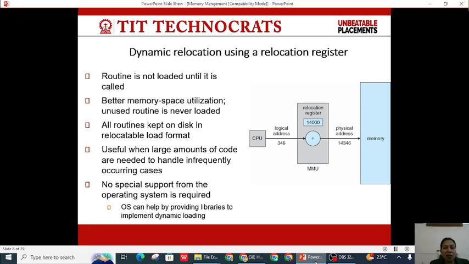Dynamic relocation using relocation register. So we relocate according to the base register and limit register, and then we can relocate dynamically the process into the memory, and that can be done through the relocation register.